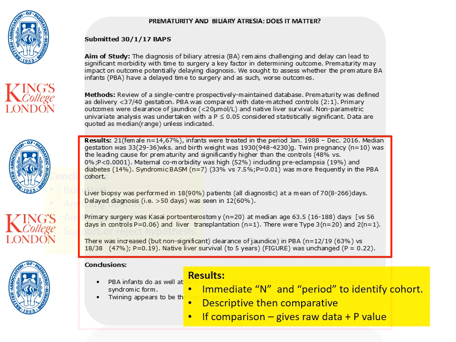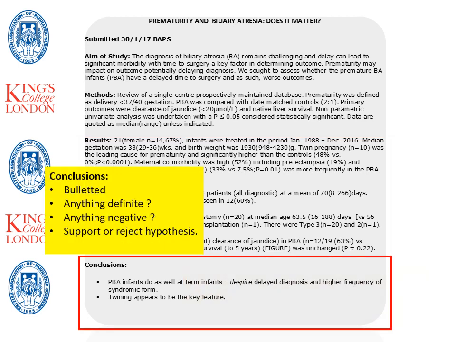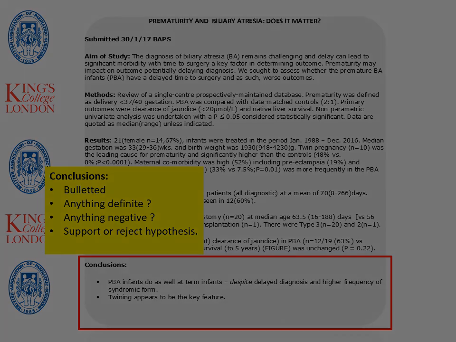statistical analysis. And then finally, in the conclusions section, I like bulleting simply to draw the eye onto your conclusions. Was there anything definite in your study itself? Was there anything that's importantly negative that you didn't find that you perhaps expected to find? Does it support or reject the hypothesis that you originally had?